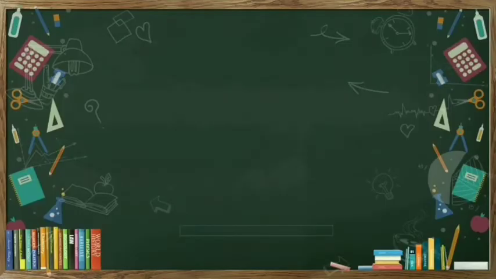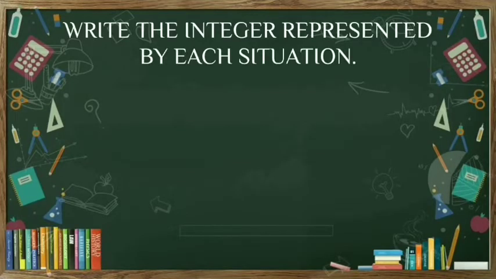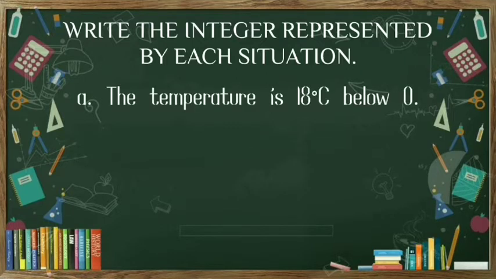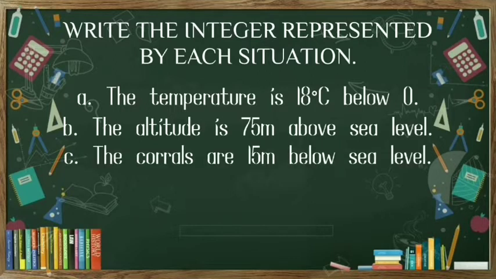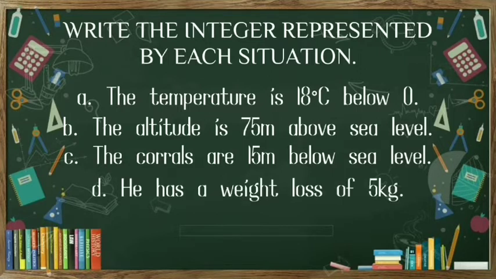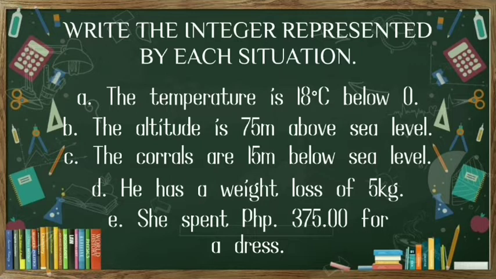We have here another example. Write the integer represented by each situation. A, the temperature is 18 degrees Celsius below 0. B, the altitude is 75 meters above sea level. C, the corals are 15 meters below sea level. D, he has a weight loss of 5 kilograms. And E, she spent 375 pesos for a dress.